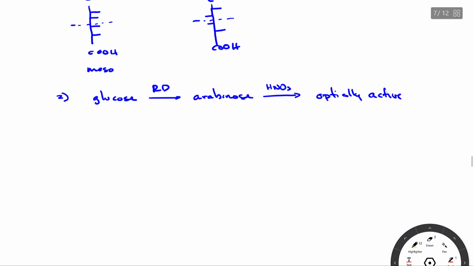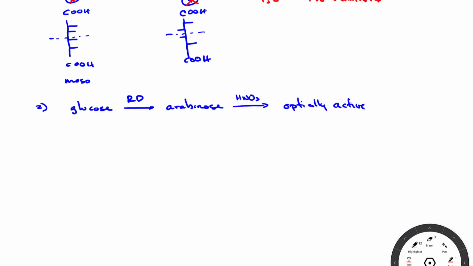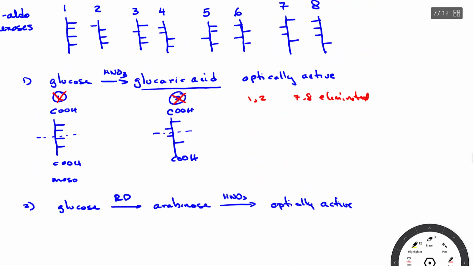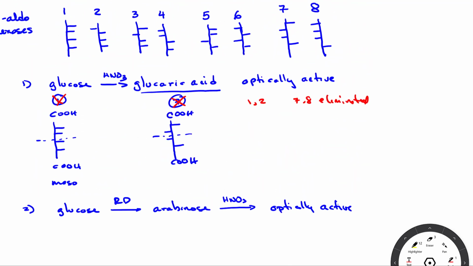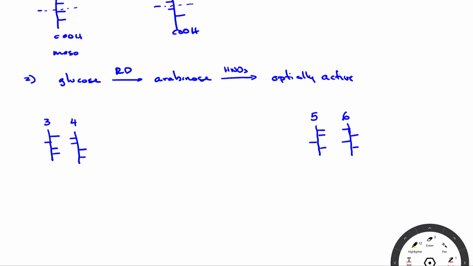Okay, so think about what that means. He knows that glucose is either 3, 4, 5, or 6. So I'm going to copy those down so we can look at those. I'll just pause it while I do this. So there are the structures of 3, 4, 5, and 6. Now think about what he did.